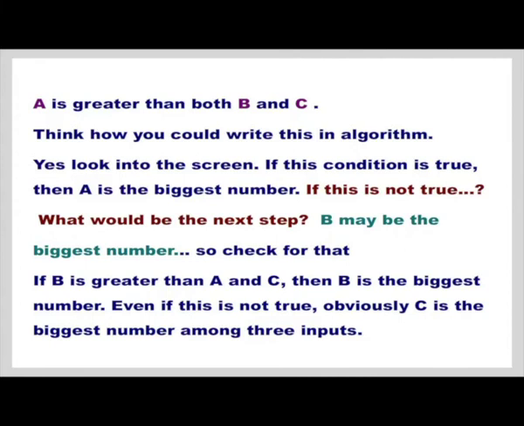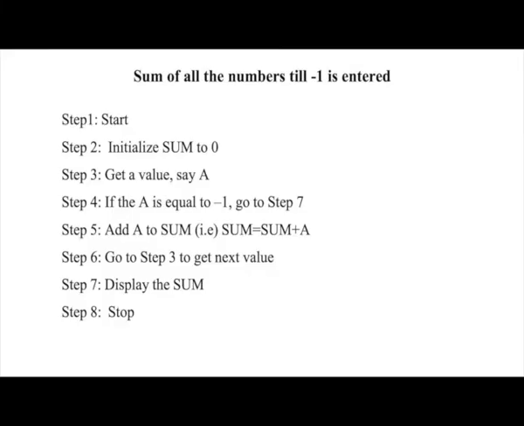If this is not true, what would be the next step? B may be the biggest number. So, check for that. If B is greater than A and C, then B is the biggest number. Even if this is not true, obviously C is the biggest number among the 3 inputs.